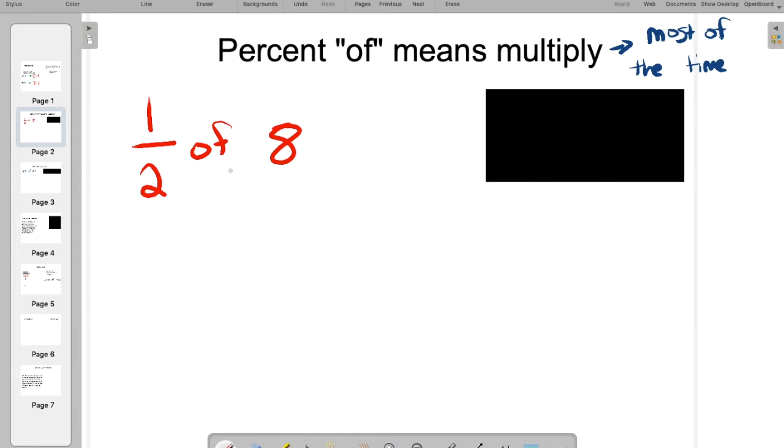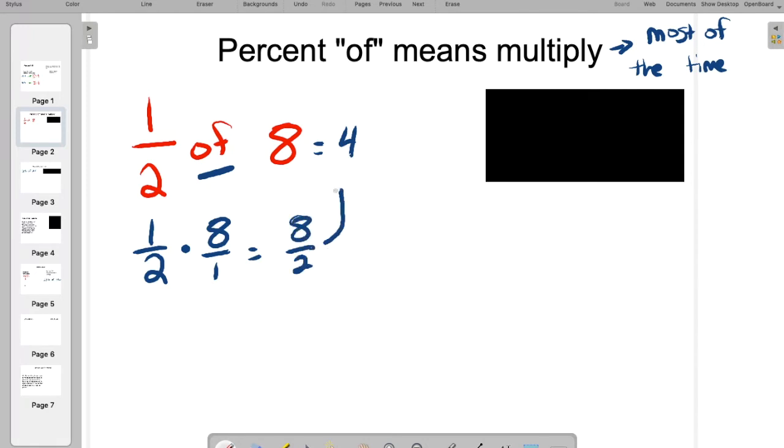Now, we can show that's true by the example here on the left, which is a half of, keyword, 8. Well, hopefully, at this point in your math career, you know that half of something is dividing it into two equal groups. Dividing 8 into two equal groups gives us an answer of 4. However, if we do a half times 8 wholes, or 8 over 1, we end up getting 8 halves, or 4, showing us that of means multiply.